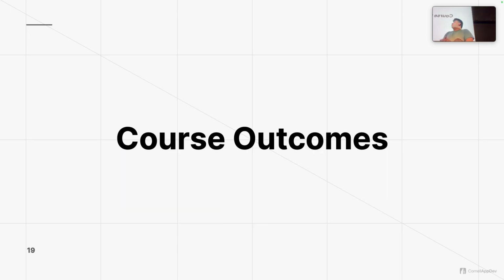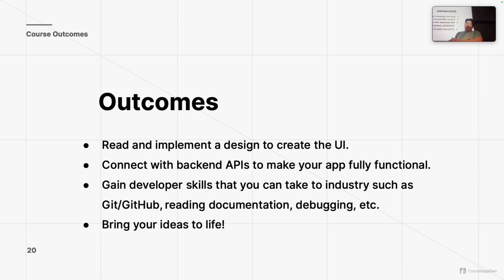Okay, moving on. Let's discuss some of the outcomes of the course. Hopefully by the end of the course, you'll be able to do the basics of iOS development, which consists of reading and implementing a design to create a UI, or user interface, as well as connecting with a backend API to make your app fully functional. This is what we call full stack, meaning you fetch data from the backend, display it, and update the UI on the front end.